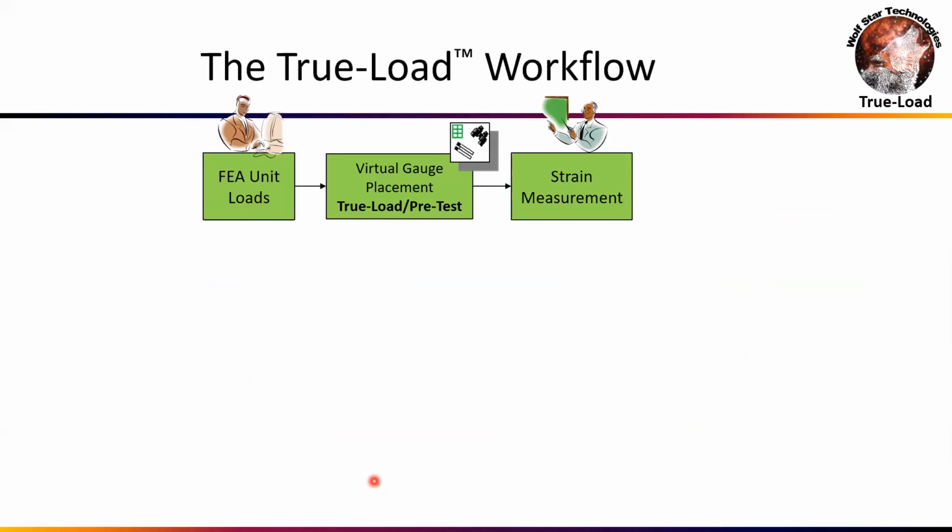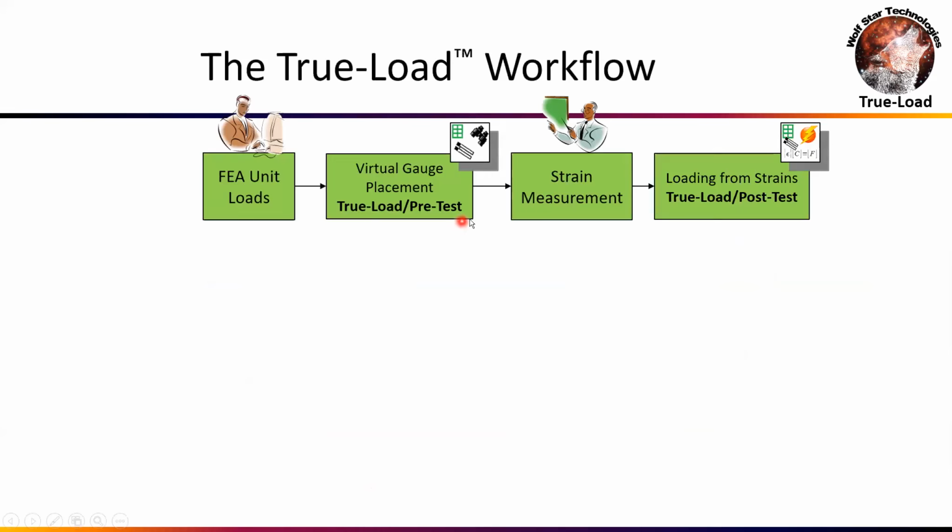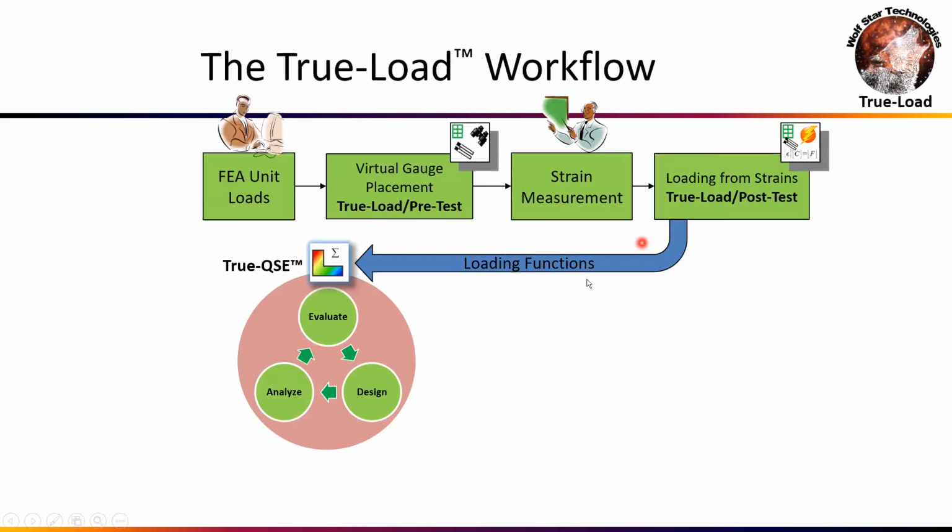And then we bring those time histories of strain data into the post-test software, and the post-test software is going to take the measured strain data and multiply it by the correlation matrix from pretest to generate some loading functions. Now these are time histories of loads, and loads are loads are loads. So we can just bring those loads into our FEA model and do whatever redesign we want, make whatever design improvements we want.